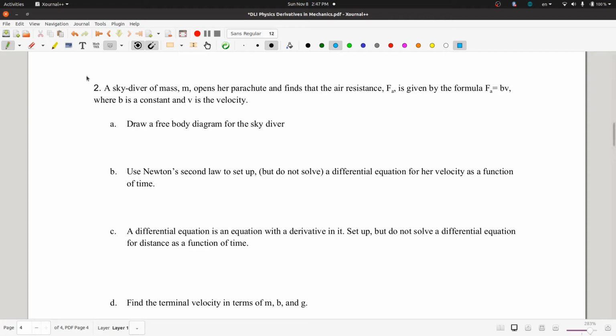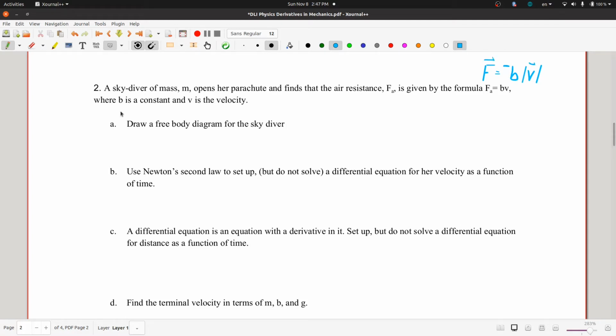In this video, we're looking at question 2 of the derivatives in mechanics problem set. We're told a skydiver of mass m opens her parachute and finds the air resistance F sub a is given by this formula, F equals bv, and we've discussed in class that this means the force is equal to a constant times the magnitude of the velocity, but in the opposite direction.